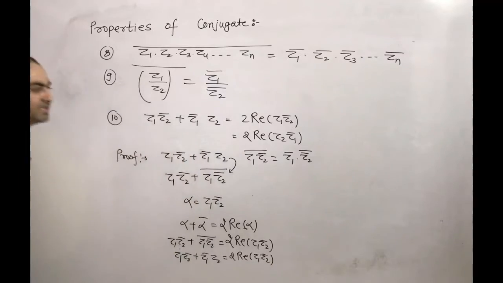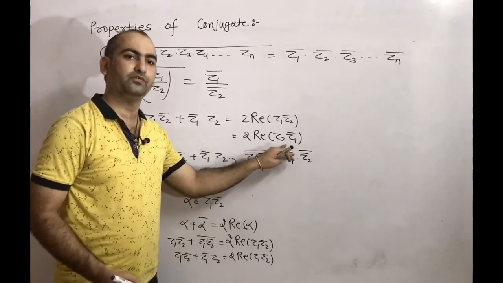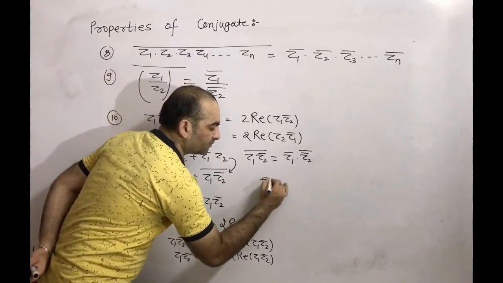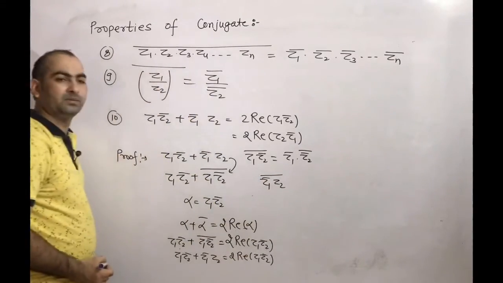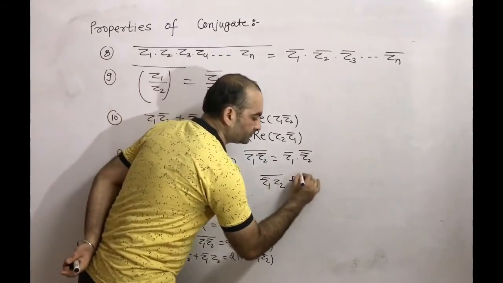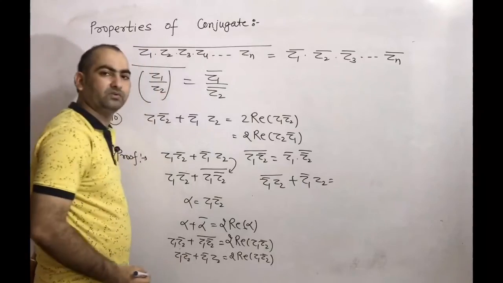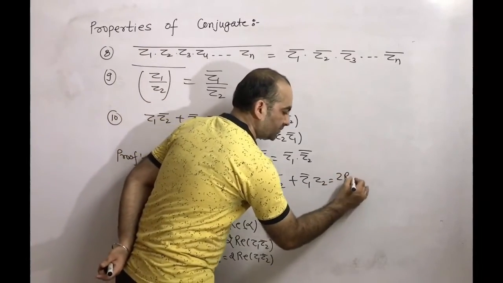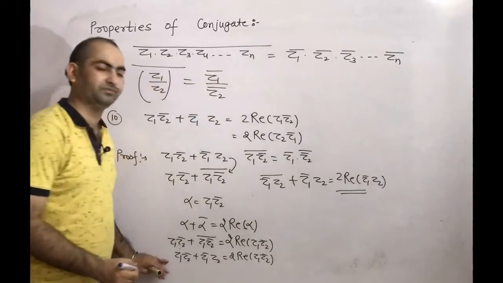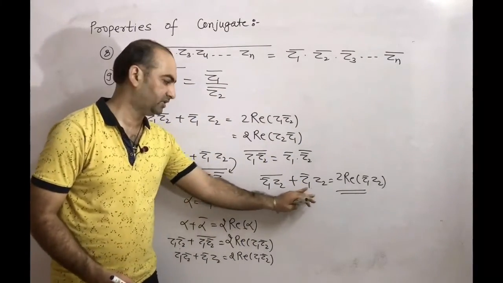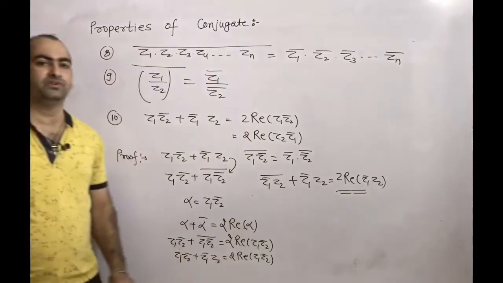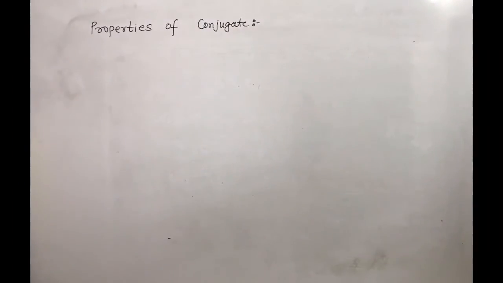This will come. Similarly, we can prove this one also. For that, what you will do? z1 z2 bar, this one we can write what? z1 bar z2 whole bar plus this one is what? z1 bar z2 as it is. So this is equal to what? 2 times real part of z1 bar z2. This will come. Same way we can prove this one also. We can take this one as what? Beta. So this is what? Beta bar. So we'll get 2 times real part of beta. So this is your proof of the 10th property.